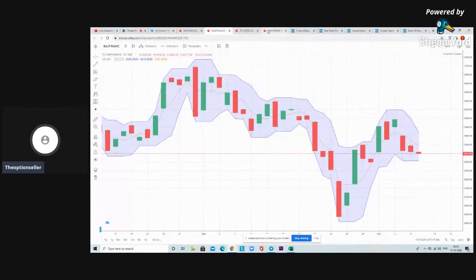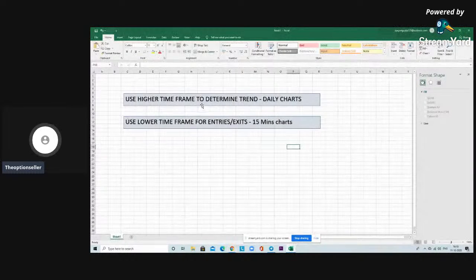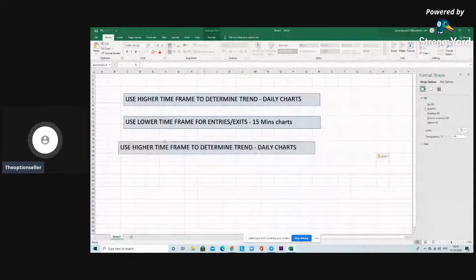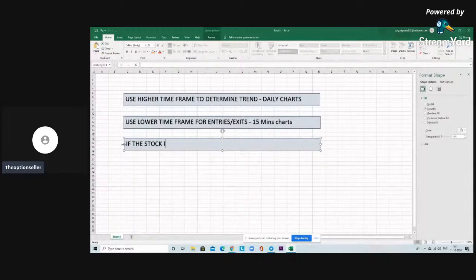Okay. But for example, in HDFC Bank, since 28th of September, I have been looking to only buy this stock, whether it's intraday or whether it's positional. Okay. So remember this. If the stock is bullish, okay, this is the third rule. On the higher time frames, if the stock is bullish on daily, we will only buy this stock, no shorting.